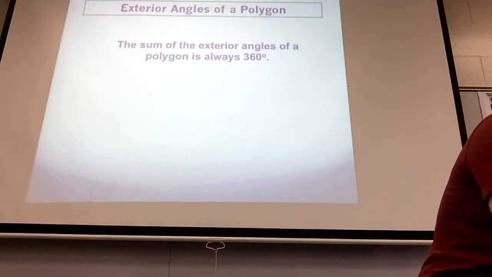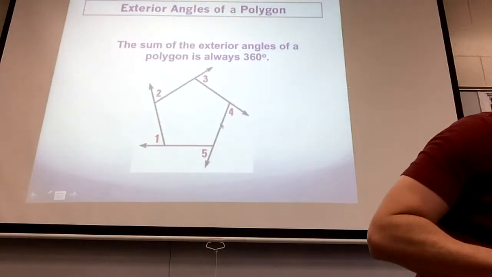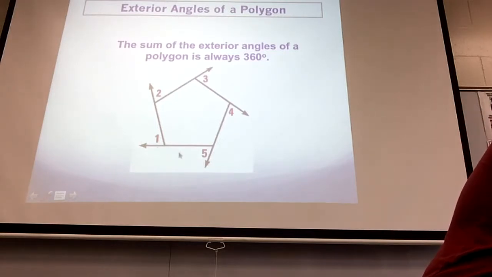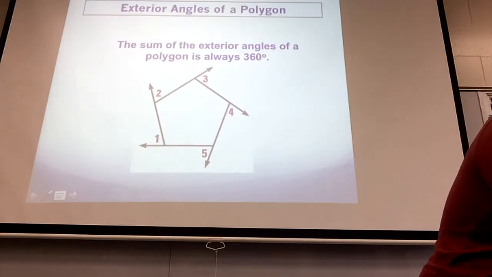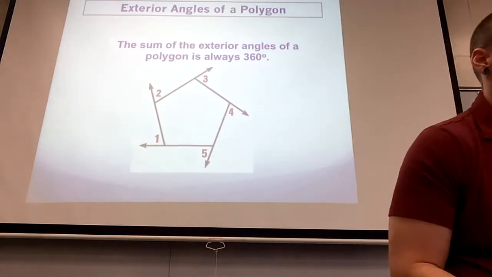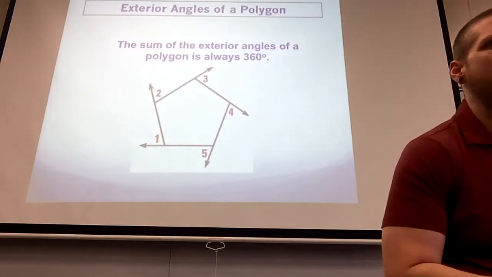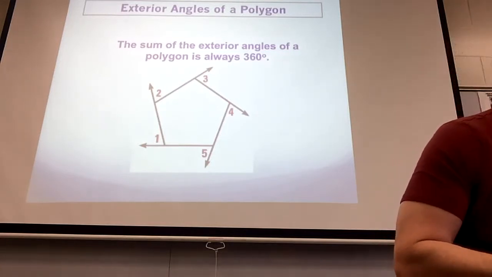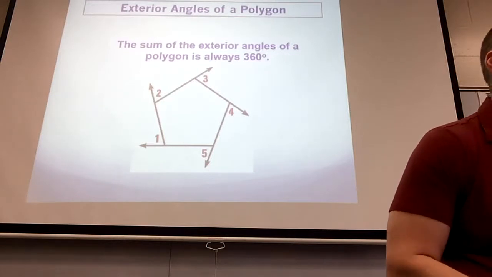Guys, with the exterior angles, you have to remember they're always formed by just extending the sides out. Like if I had this shape here, the pentagon, angles 1, 2, 3, 4, and 5 would all add up to 360. Always. It does not matter how many sides you have. You can have 100 sides and it's still going to add up to 360.